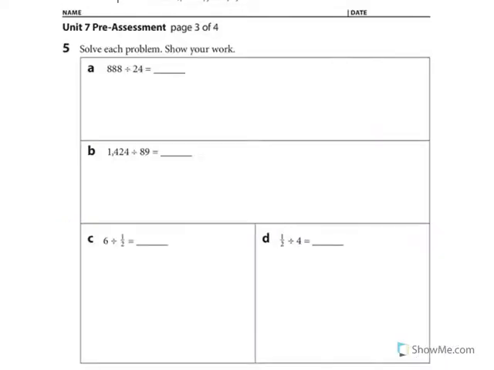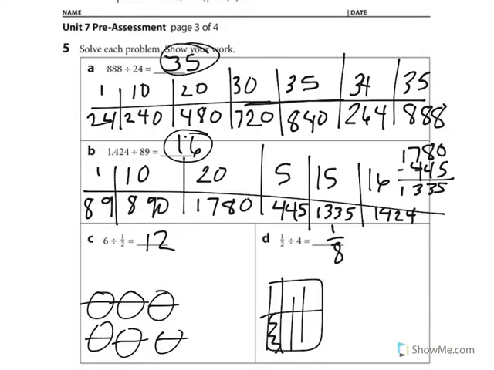Next. Number 5, solve each problem, show your work. So for all of these problems, again, you could do a ratio table or you can draw a model. I'm going to quickly do those and then we'll look over them together. If you have any questions, do pause the video here and look through it on your own to make sure that you're getting your answer correct. Okay, so take a look at all of my work.